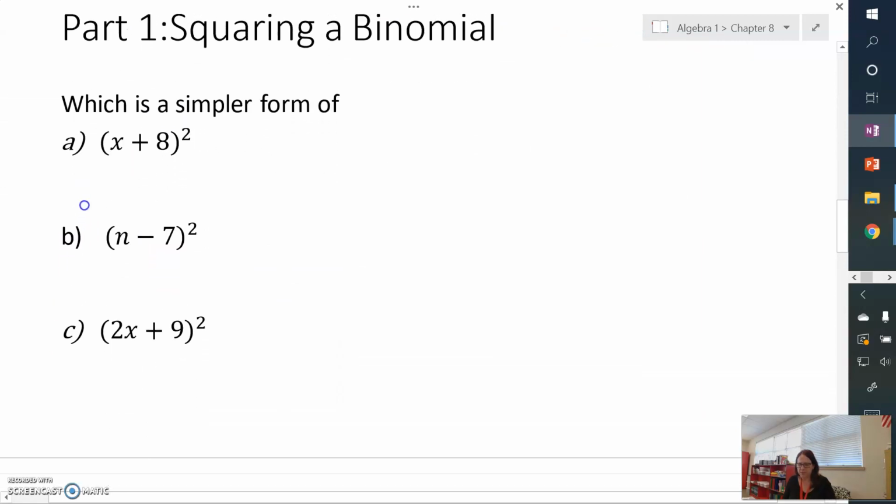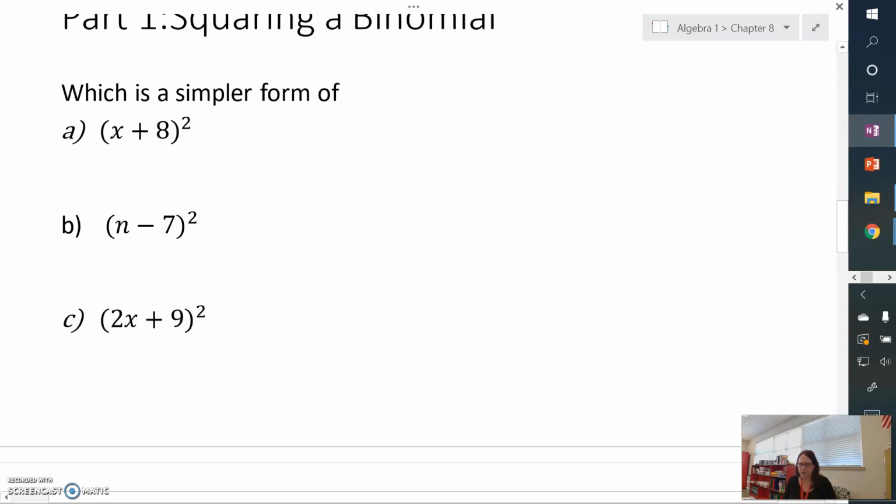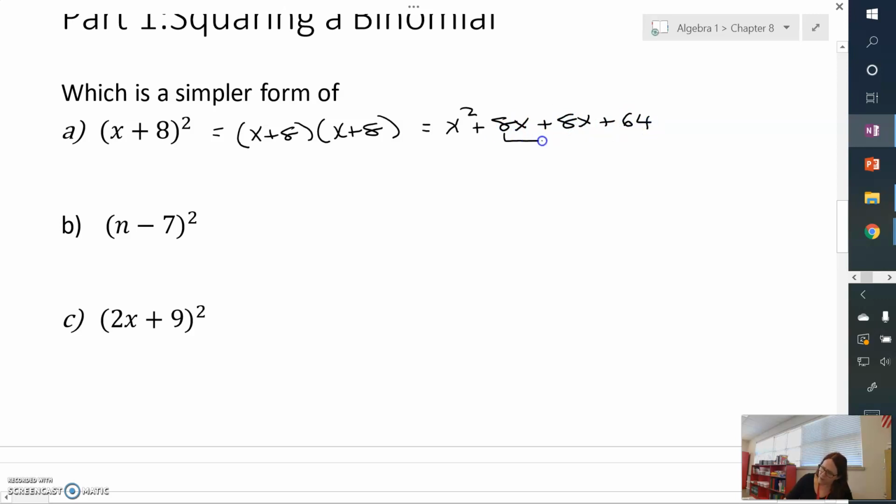All right, so let's do some example problems where we square a binomial. And just as I did a moment ago, remember that this is equal to x plus 8 times x plus 8. And you can use FOIL, you can use distribution, or you can even use the box method. Either way works, it's up to you. And when you do this, you're going to get x squared plus 8x plus 8x plus 64. And then notice those two 8x terms in the middle can combine. So you get x squared plus 16x plus 64.